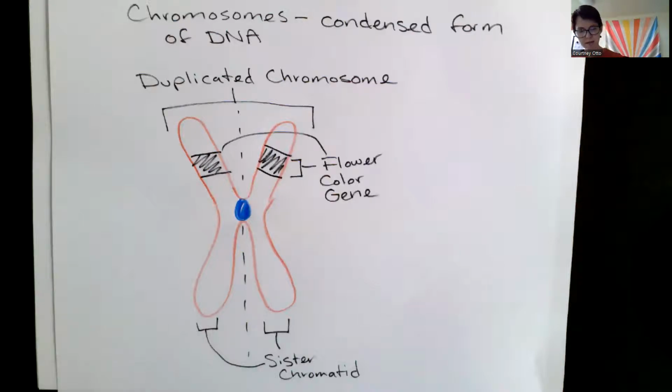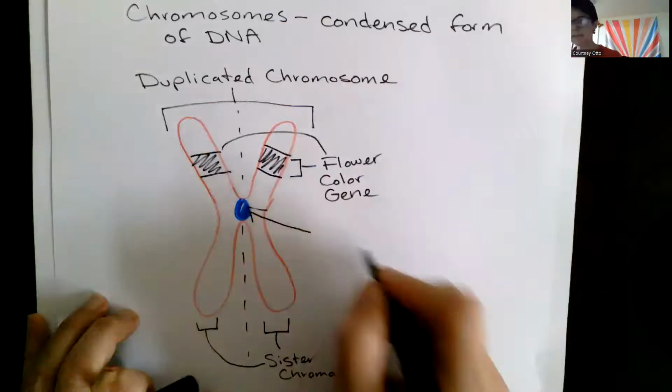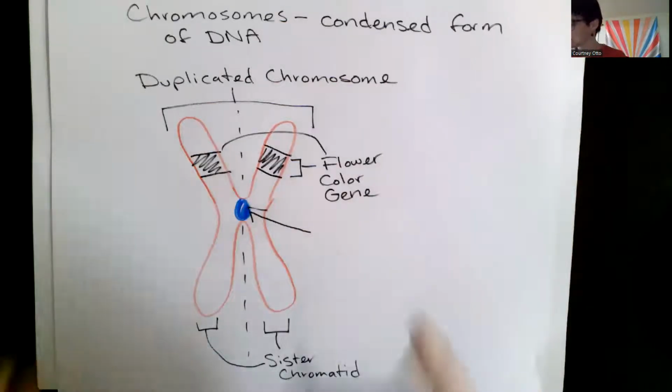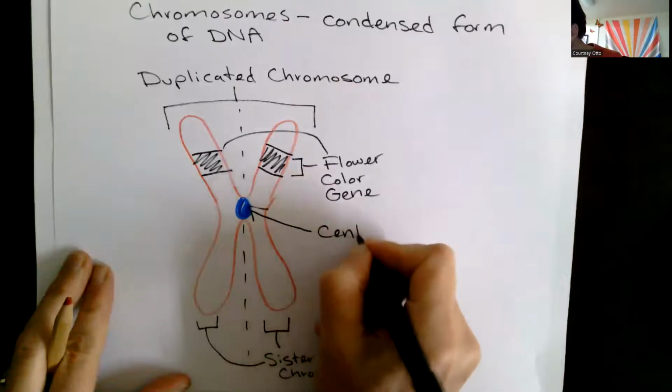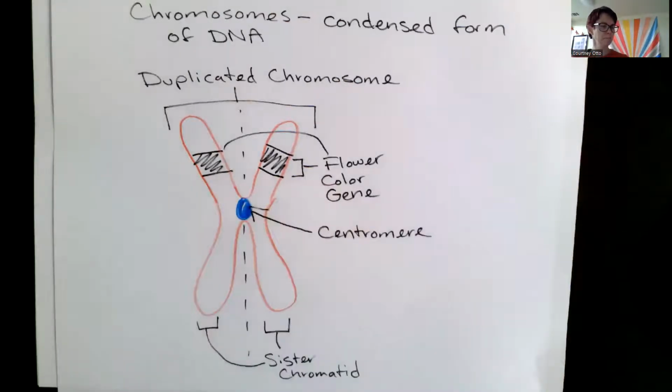The last thing that I want to add to this drawing is just what we call this little central region that connects our sister chromatids. We call this the centromere. So that centromere just connects the two halves of our sister chromatids.